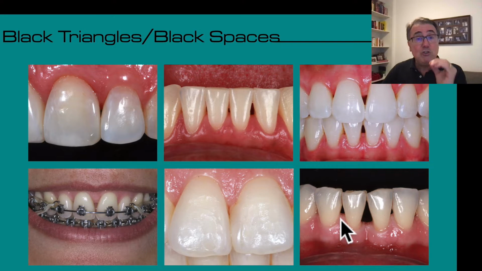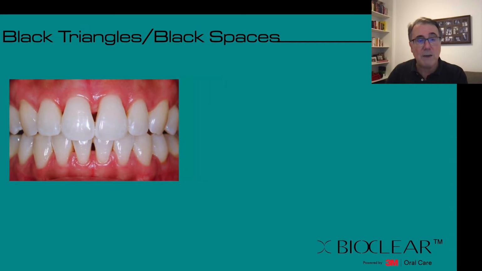Sometimes to do that with the armamentarium, with the tools that we have in our everyday practice, it's very hard. Sometimes we feel like saying to the patient, forget about that, don't bother with that. But patients don't like it. They want those spaces closed. They don't like black triangles. And this is, as I said, I think one of the trickiest things to do in restorative dentistry.